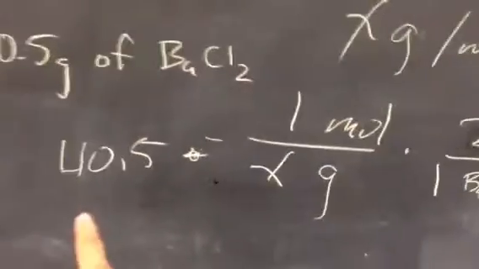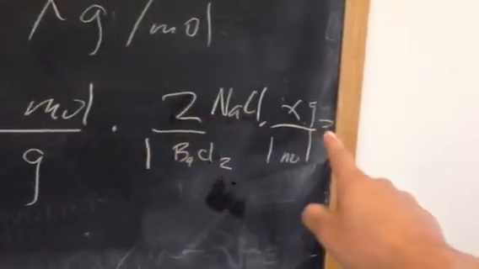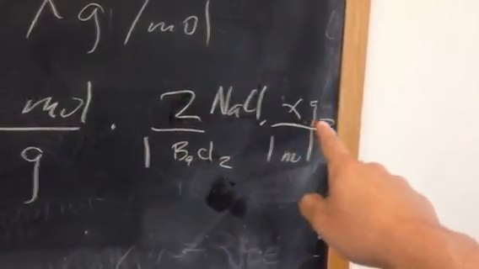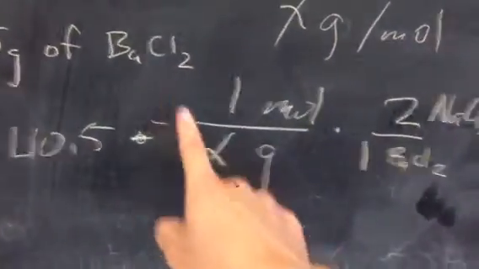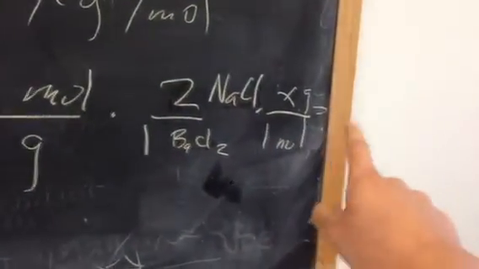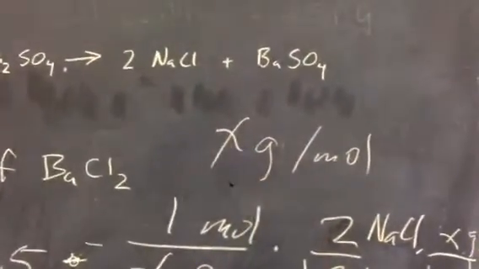If you do all of this math here, it's going to be 40.5, times 2, times whatever the molar mass of sodium chloride is, divided by the molar mass here of barium chloride. That number will get you the number of grams of sodium chloride that you're looking for.